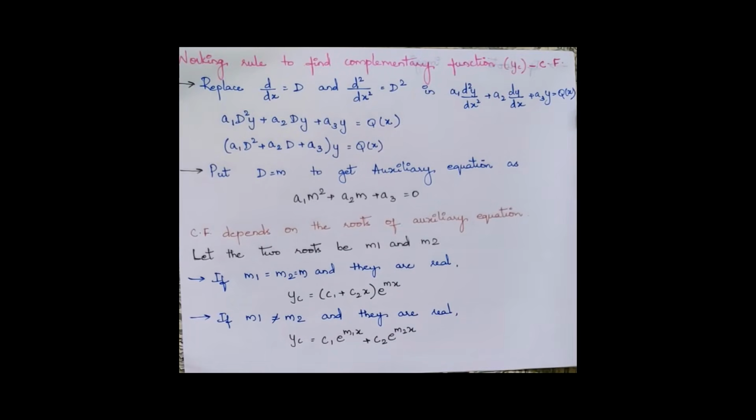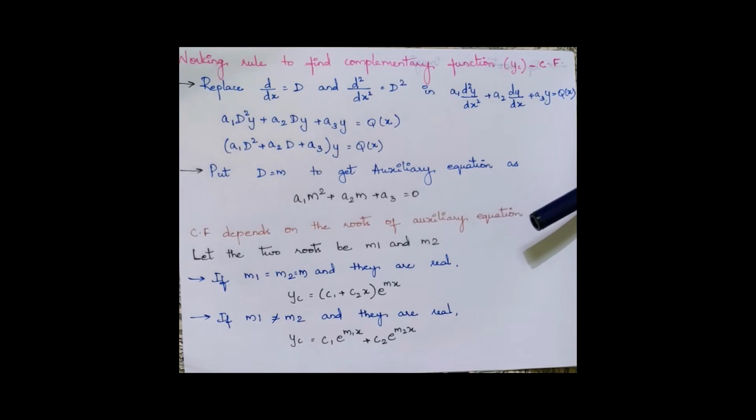Let's learn the working principle of how to find the complementary function. First, replace d/dx by D and d squared/dx squared by D squared in the given differential equation. Then take y as common and substitute m in the place of D to obtain the auxiliary equation. The complementary function depends on the roots of the auxiliary equation. Let's consider that the roots are m1 and m2.